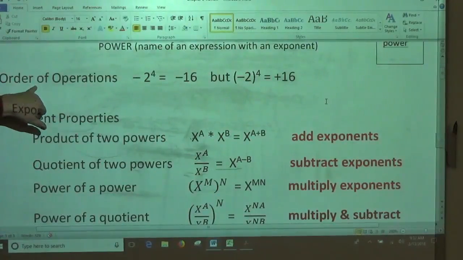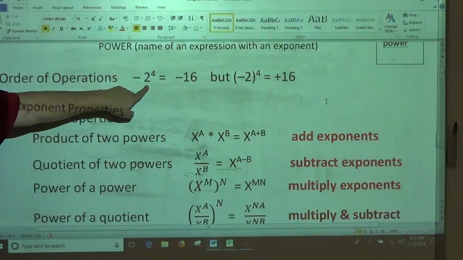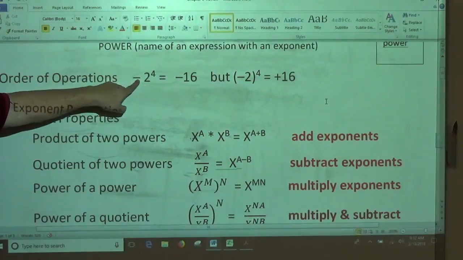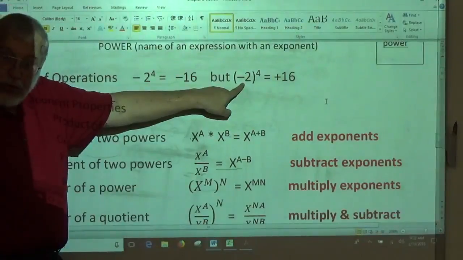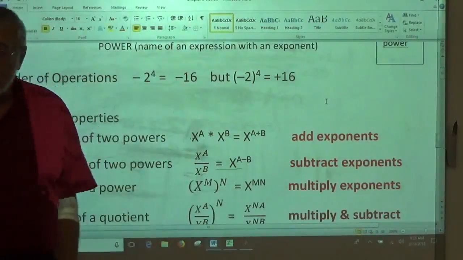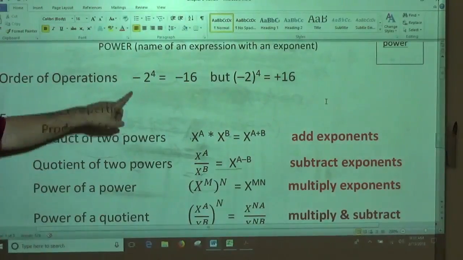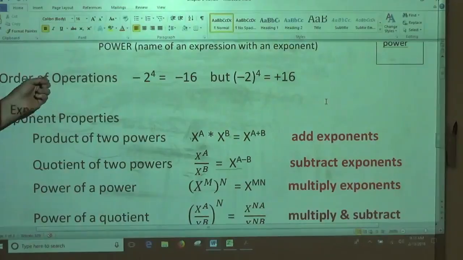Okay? Now, order of operations. Most of you know this. The order of operations is exponent first, multiplying second. This is actually -1 times 2 to the 4th, which is -16. But this is (-2) to the 4th, which would be +16. I know, it's very tricky, but you've got to remember that. So if that's something that you forget, you need to star this and remind yourself.